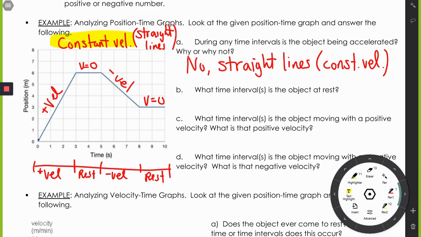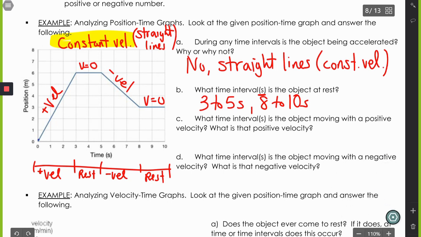Now, part B: what time interval or intervals is the object at rest? They like to do this with the parenthesis S to get you thinking that there has to be more than one answer. But in actuality, there could be only one, it could be 2, it could be 3. For us, part B is where we said rest. If you look here, we have rest, we have rest. We have rest from 3 to 5 seconds and from 8 to 10 seconds. Those are our two areas of rest.